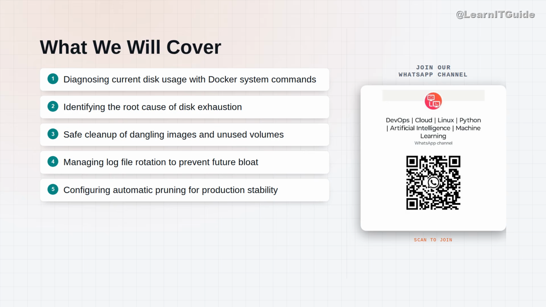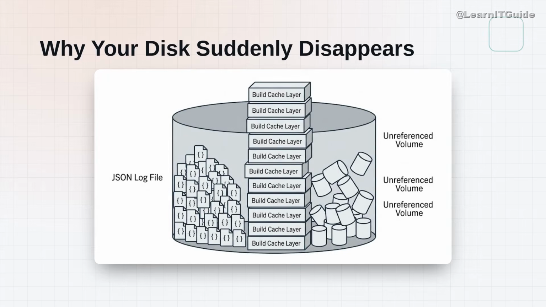Let us get started. So why does your disk suddenly disappear? It is rarely a single big file. It is the accumulation of hundreds of small ones. Think about an e-commerce platform that logs every API request to the JSON driver. If those logs are never rotated, they will consume gigabytes in days. On top of that, every time you build an image, Docker creates layers that stay on disk even after you delete the container. That is exactly the problem we are solving today.